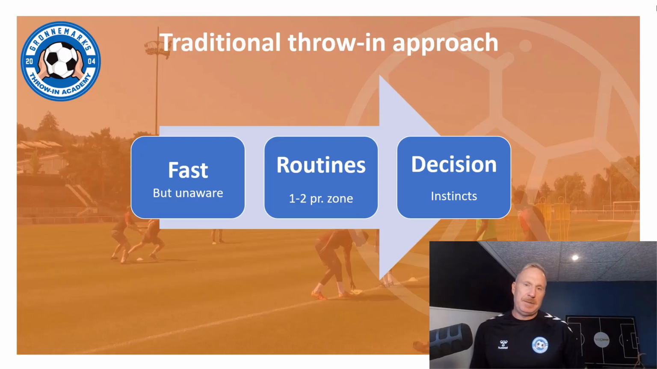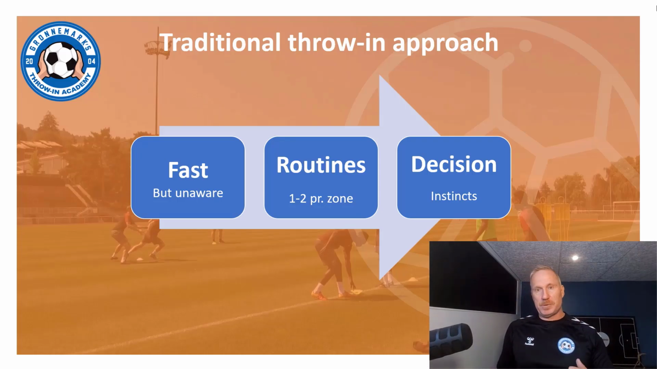I also see a lot of teams, if they can't throw fast, using routines, 1 or 2 routines per zone. And yes, of course, this is better than nothing. But if you only have 1 or 2 routines per zone, this will often be locked down by the opponent's defending pattern, or if the opponents are just marking really well. And this gives a lot of loss of possession if you only have a few routines. And then we go to the decision.